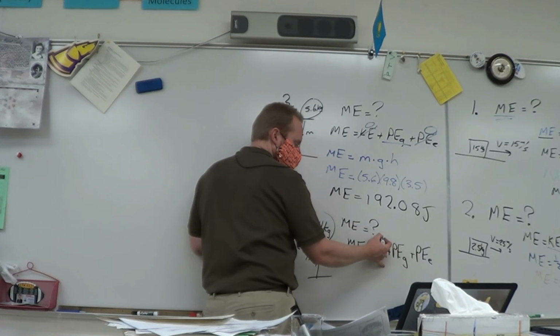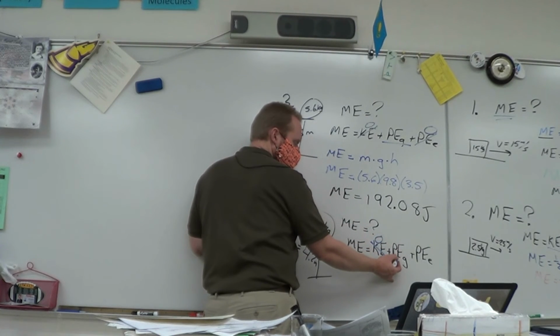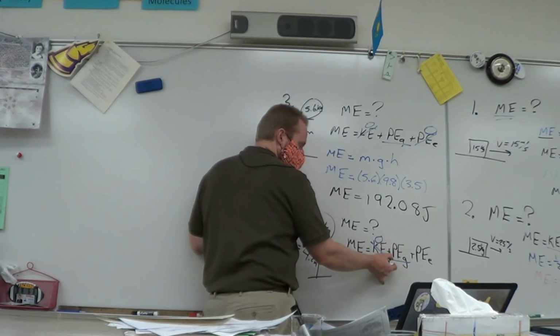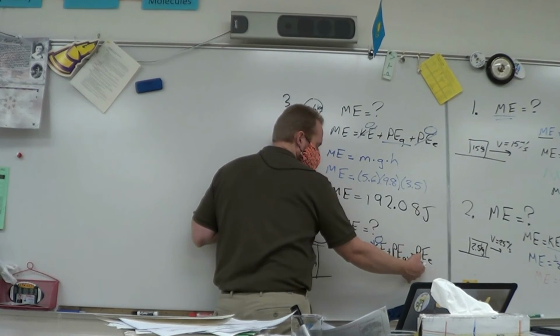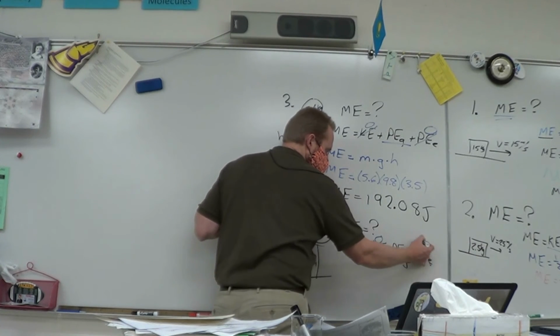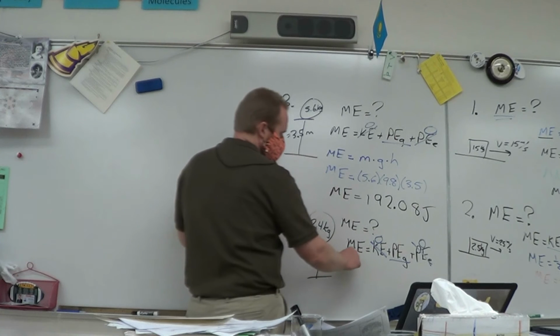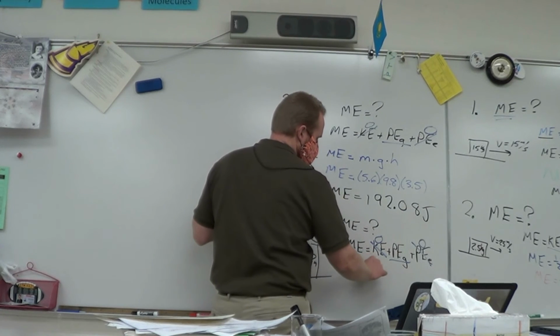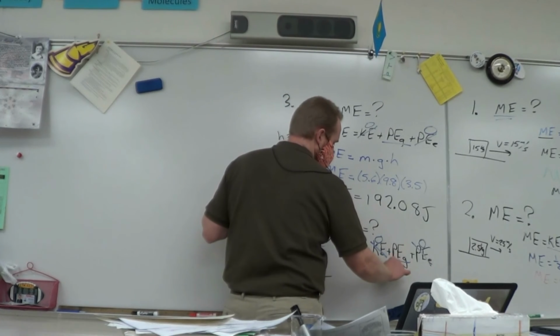So therefore, that's 0. PEG, the question is: is there a height? Which you would respond, yes. Keep it. PEE, the question is: is there a compressed spring? Which you would say, no. So we cancel it out. So ME is equal to M times G times H.